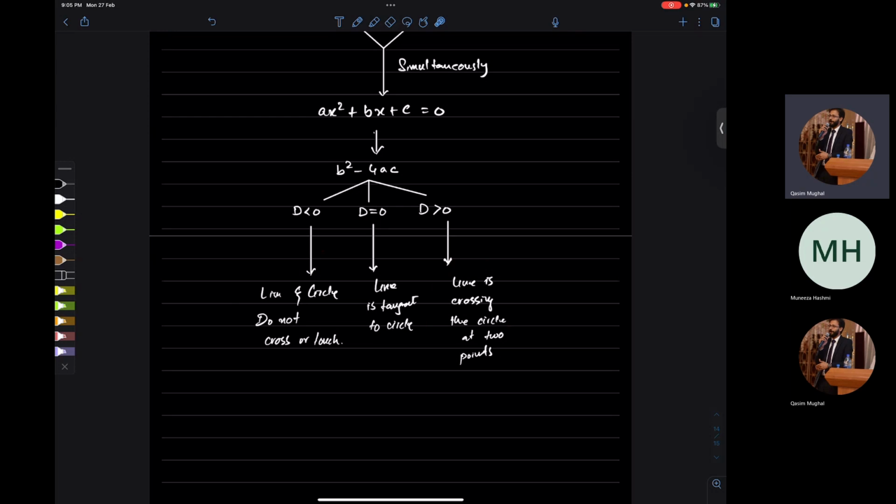Now this is what you're going to do if the question is just to prove whether it is a tangent or not. If it's tangent, the discriminant should be 0. Then from there you will conclude that's it. You don't need to solve it further.